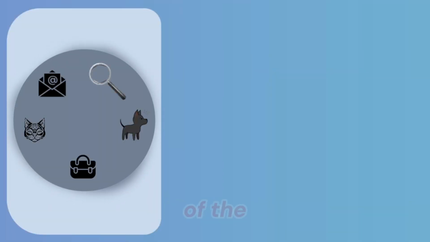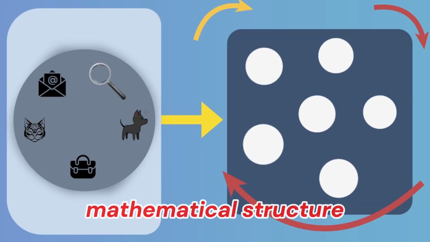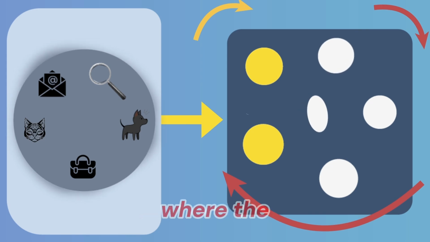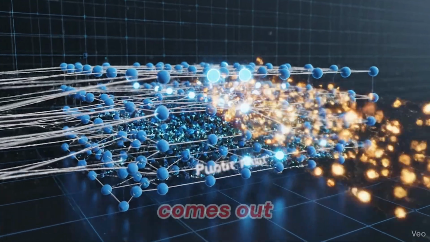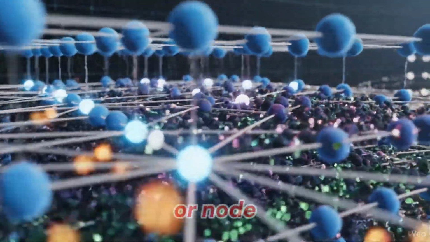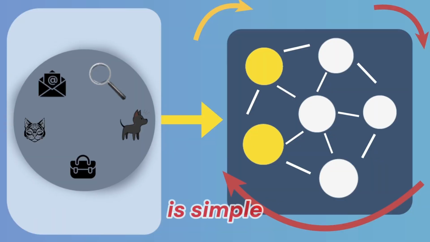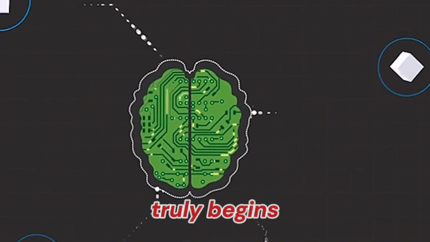Now, where does this data go? It feeds directly into the heart of the system, the neural network. The neural network is a mathematical structure inspired by the human brain. It's composed of three layers: input layers, where the data enters; hidden layers, where the calculations and pattern recognition happen; and output layers, where the prediction comes out. Each tiny circle or node in that network processes a small part of the information. The goal is simple: assign a weight to the data to see which features are most important. This is where the magic of finding patterns truly begins.